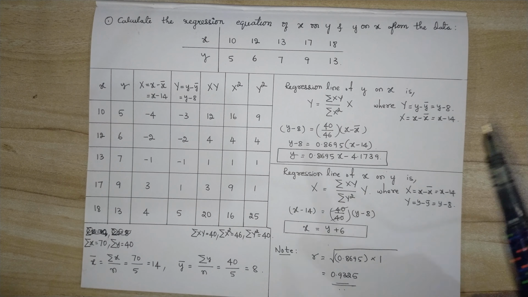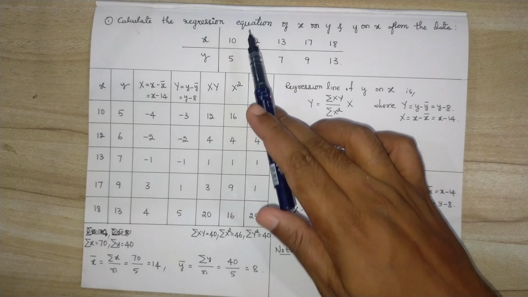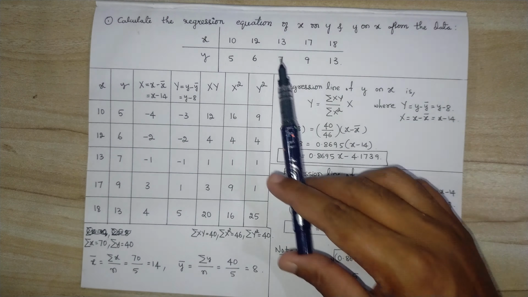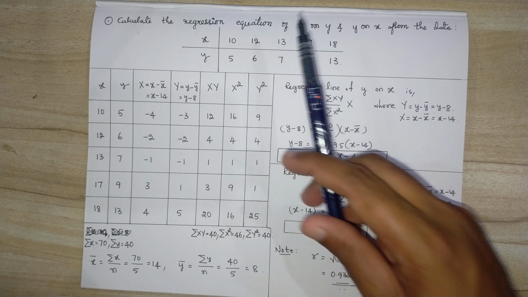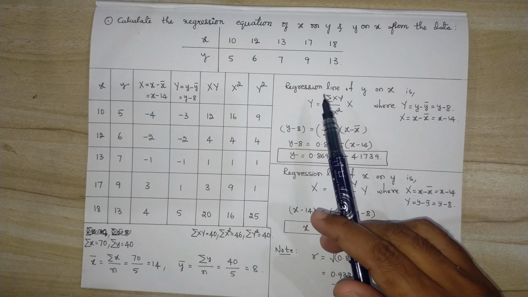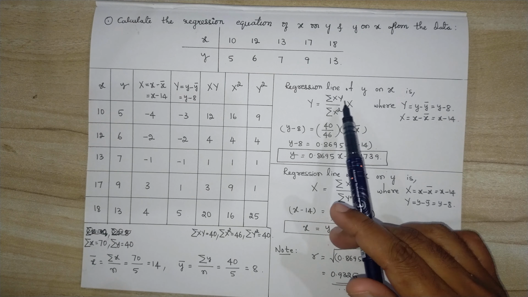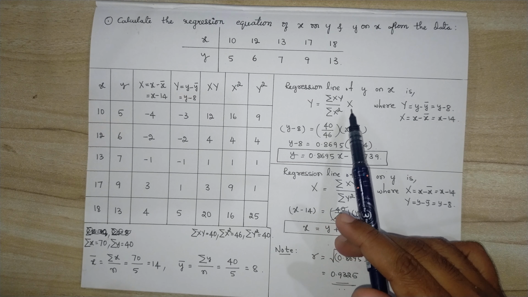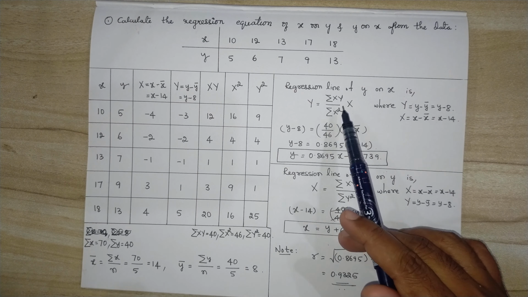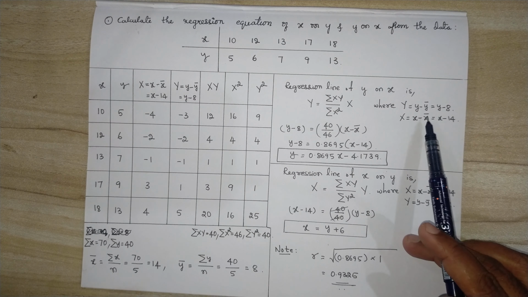Now let us calculate the coefficient of correlation and regression equations for the given data. So in the given data, x and y values are given. We need to calculate the regression line of y on x and the regression line of x on y. As we know, the regression line of y on x is y equals the summation x into y divided by summation x square into x. You know what is x and what is y. X is x minus x bar, y is y minus y bar. So first we need to calculate x bar and y bar.